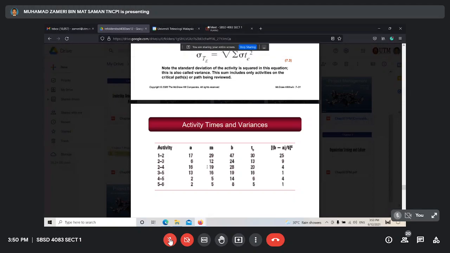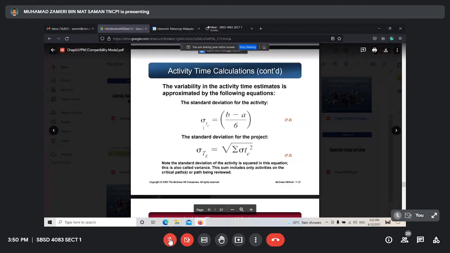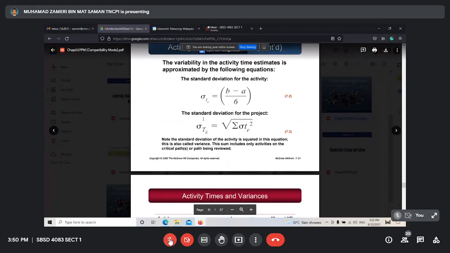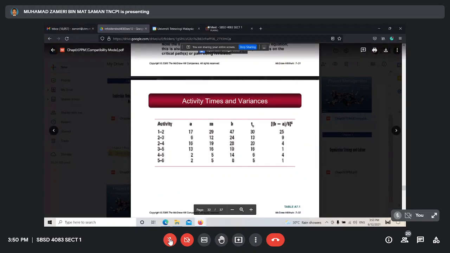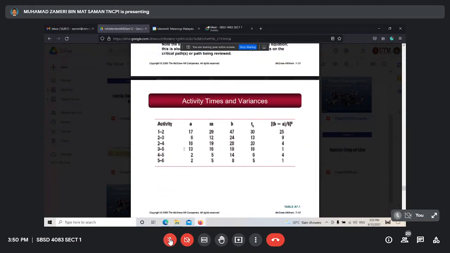Activity C: 16 plus 4 times 19 plus 28, divided by 6. You get 20. This is the average time. Then the standard deviation for this activity: B minus A, sorry, 28 minus 16 is 12. 12 divided by 6 is 2. 2 squared is 4.